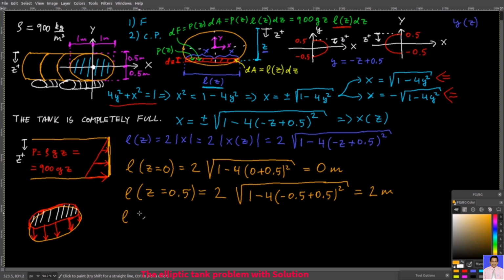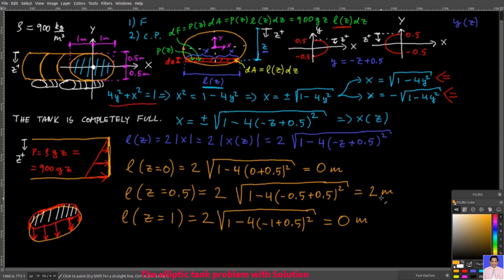And so in total, the length is 2 meters. And then finally, when you have L at z equals 1 meter, then you have 2 times all this, and then again you have 0 meters, which makes sense, because when you are down here, then you have no length. But that's when you have z at 1 meter, because you start from here, and then as you go down, once you reach here, your z equals 1 meter. 0.5 plus 0.5, you have 1 meter.